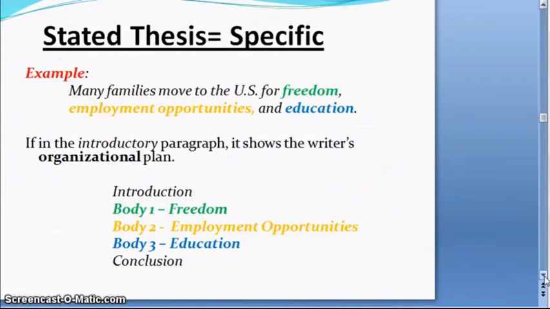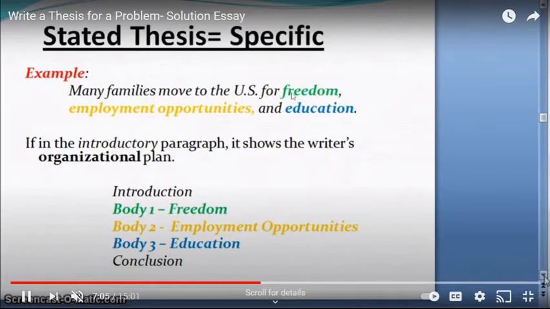A specific stated thesis would be, many families move to the U.S. for freedom, employment opportunities, and education. Again, the stated thesis should be found last sentence of the introductory paragraph. So these 3 items would indicate that our 3 body paragraphs will focus on freedom, employment opportunities, and education in that particular order.